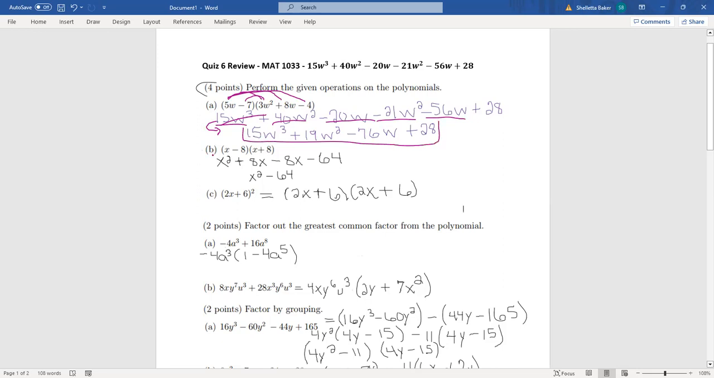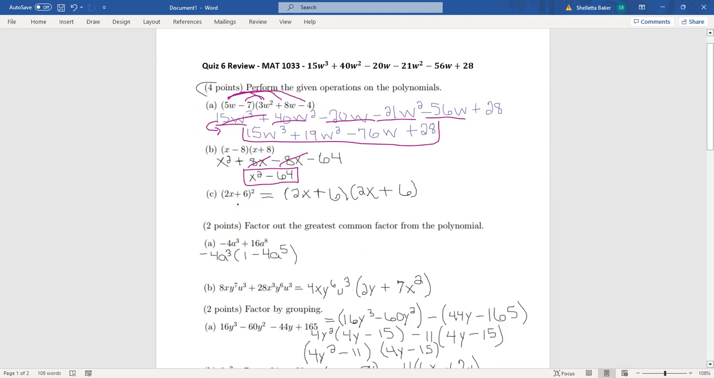For example, letter B, you're multiplying and we have to distribute again. X times X gives us X squared. X times 8 gives us positive 8X. Negative 8 times X, we get negative 8X, and then negative 8 times positive 8 is negative 64. These two 8X terms cancel, leaving X squared minus 64 as our answer.